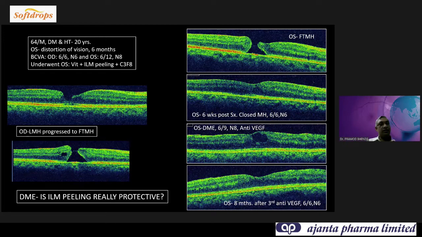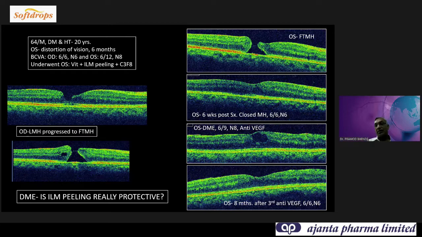Another patient, a 64-year-old male, 20 years of diabetes, with distortion of vision in the left eye for 6 months. Basically, this is a very peculiar case. This patient had a full thickness macular hole in the left eye and a lamellar hole in the right eye when he reported to us. We did a surgery. In fact, the first surgery was for macular hole closure. The patient got back 6/6 vision over 6 weeks, but subsequently came back with a drop in vision in the left eye.